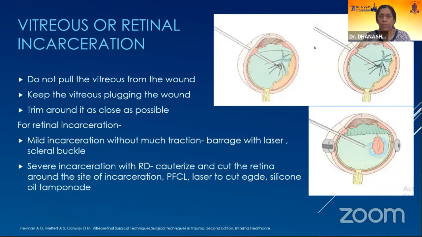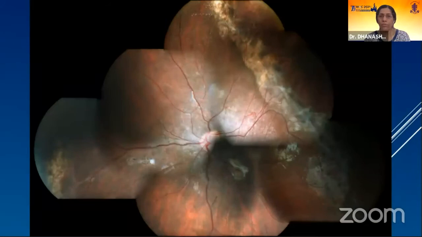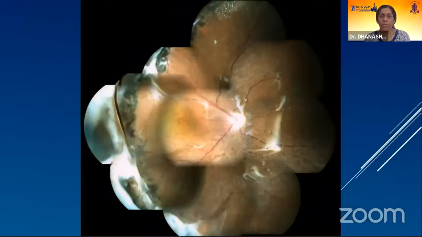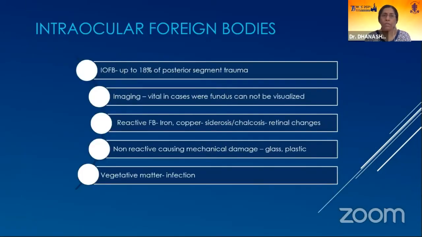Now, Dilraj already touched upon this subject, but many times you will come across situations where you can have vitreous or retinal incarceration. Do not pull the vitreous from the wound and leave it to plug the wound. That is better. And just trim around this incarceration in a vitreous incarceration. If you have a mild retinal incarceration, then again you can just barrage it and probably support it with a buckle. For severe incarcerations, you can cut the retina and do laser around it. So these are a few situations where extreme traumatized globes, but they have settled well.